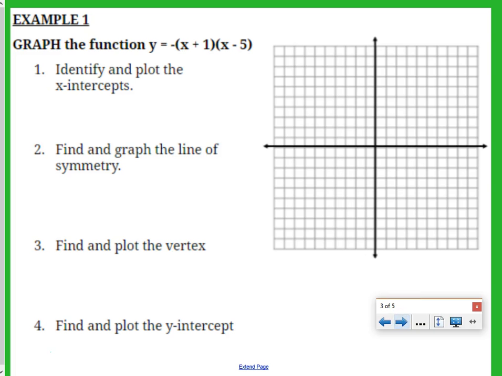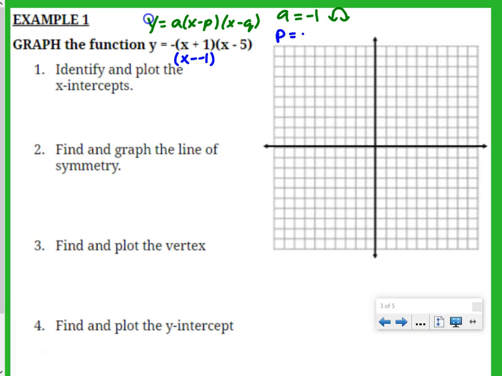Jumping right into examples: graph the function y equals negative the sum of x and 1 times the difference of x and 5. First off, we're going to write the standard form above it. A is negative 1, which means the parabola is going to open down. For p, it says plus 1, not minus 1, which means we need to write that as x minus negative 1. Now it's minus a negative 1, which means p is negative 1.